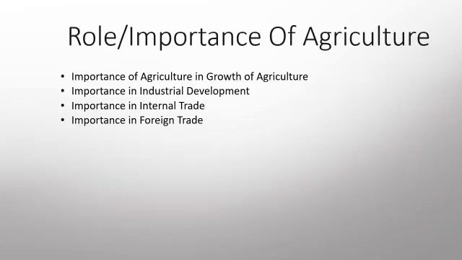Another importance is in foreign trade. You all know the meaning of foreign trade, that is, export and import between two countries. So, the foreign trade of India also depends upon agriculture. In India's foreign trade, agricultural products like coffee, tea, tobacco, sugar, jute, and cotton have great importance. India earns a huge amount of foreign exchange from the export of agricultural goods.